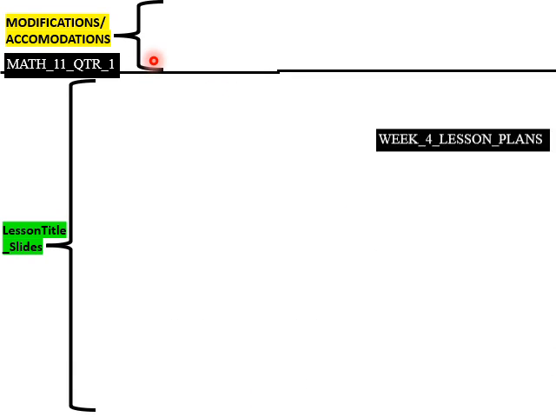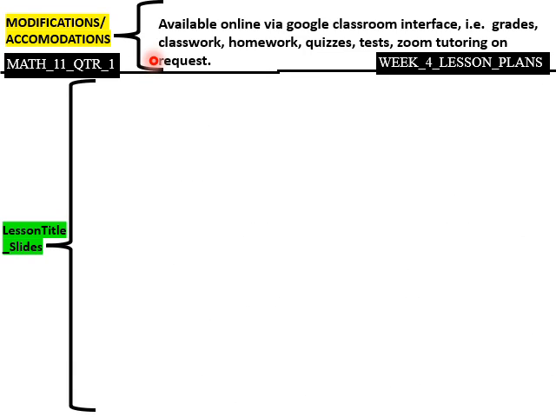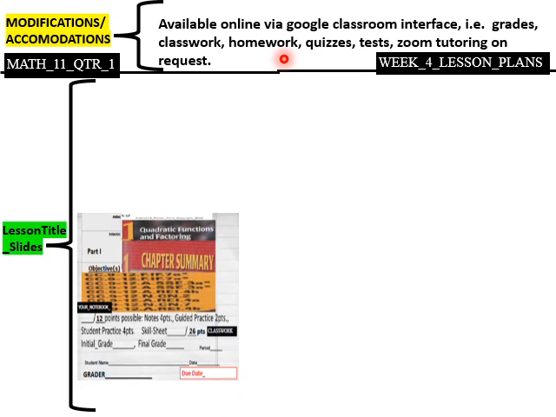And modifications and accommodations: Week 4 is available online via the Google Classroom interface. That is grades, classwork, homework, quizzes, tests, and Zoom tutoring on request. All available through your Google Classroom.